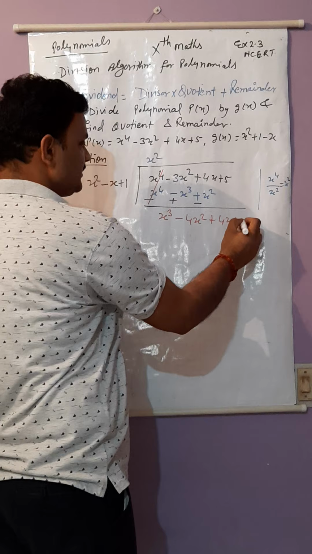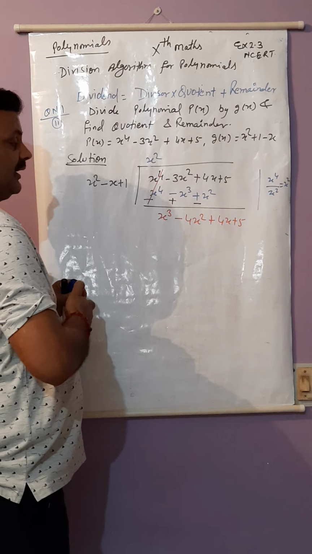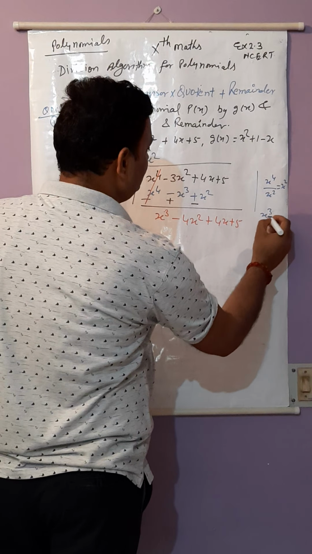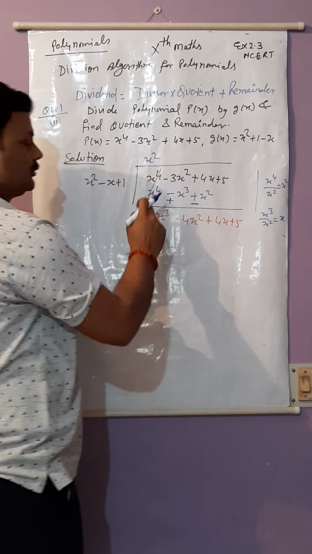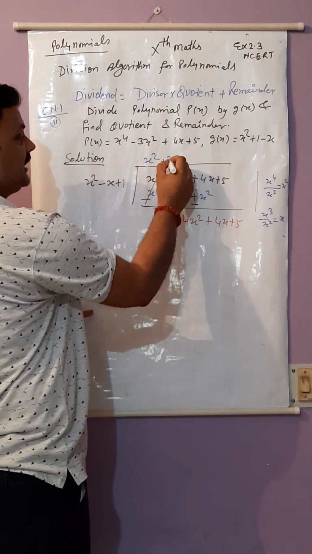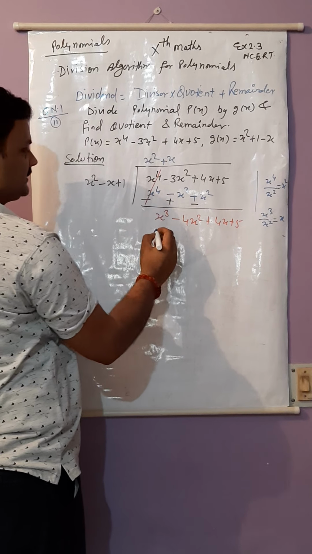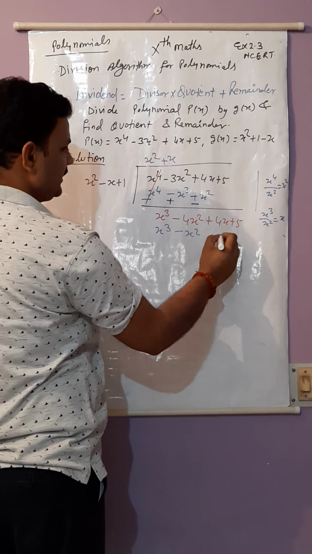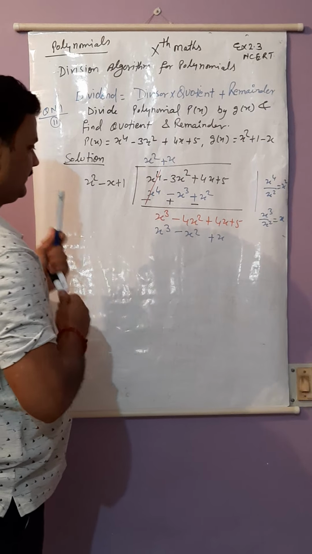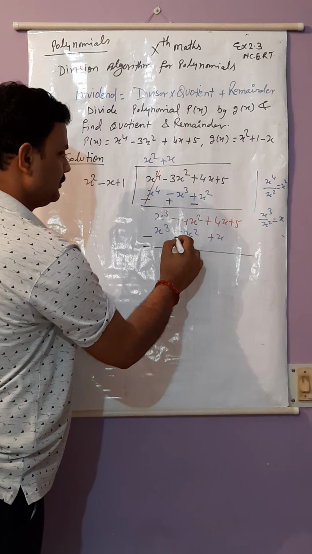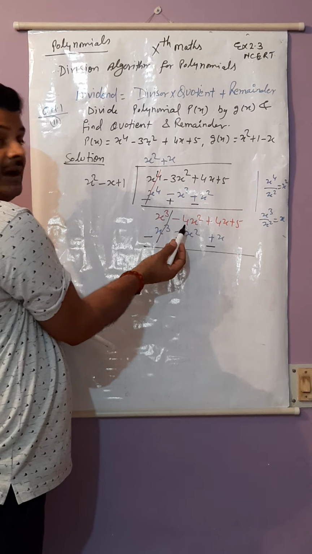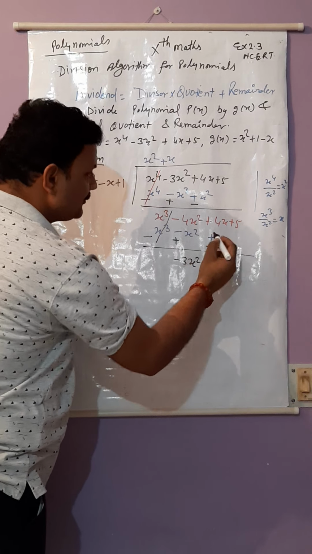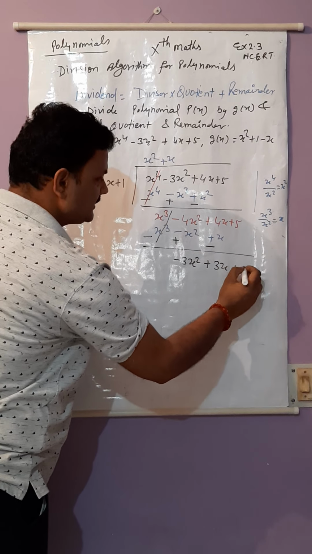Plus 4x plus 5. See, what is the highest degree here? That is cube. So now we have to divide x cube by x square, so that is x. So the next term is plus x. Now we have to multiply this one. This is x cube minus x square plus x. Subtracting them, we get minus, plus and minus. This cancels, and its coefficient is minus 4 and this is plus 1. So this is minus 3x square plus 3x plus 5.